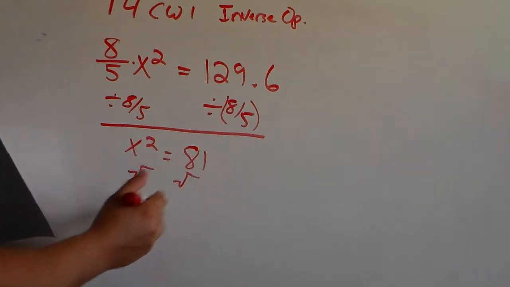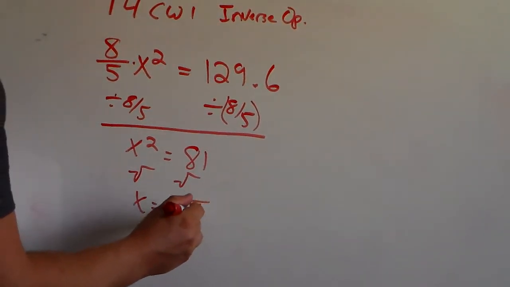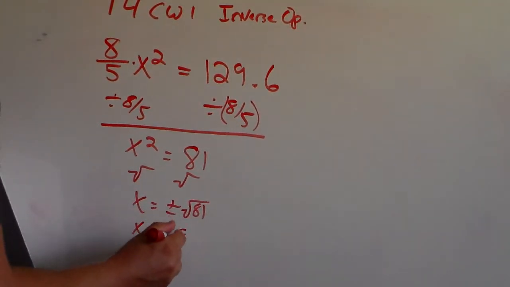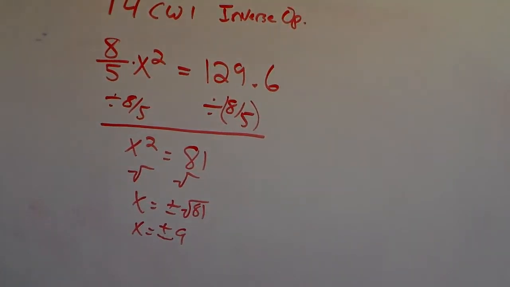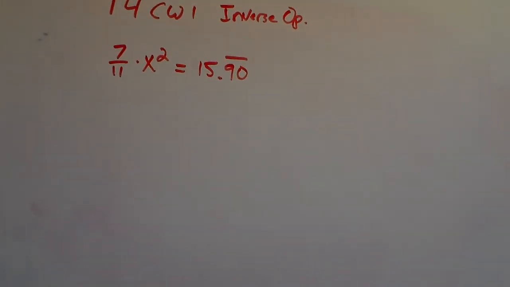Square root both sides. You get x equals plus or minus the square root of 81, which means x equals plus or minus 9. So x equals positive 9 and x equals negative 9. We successfully completed problem number 3. Next up is problem number 4.